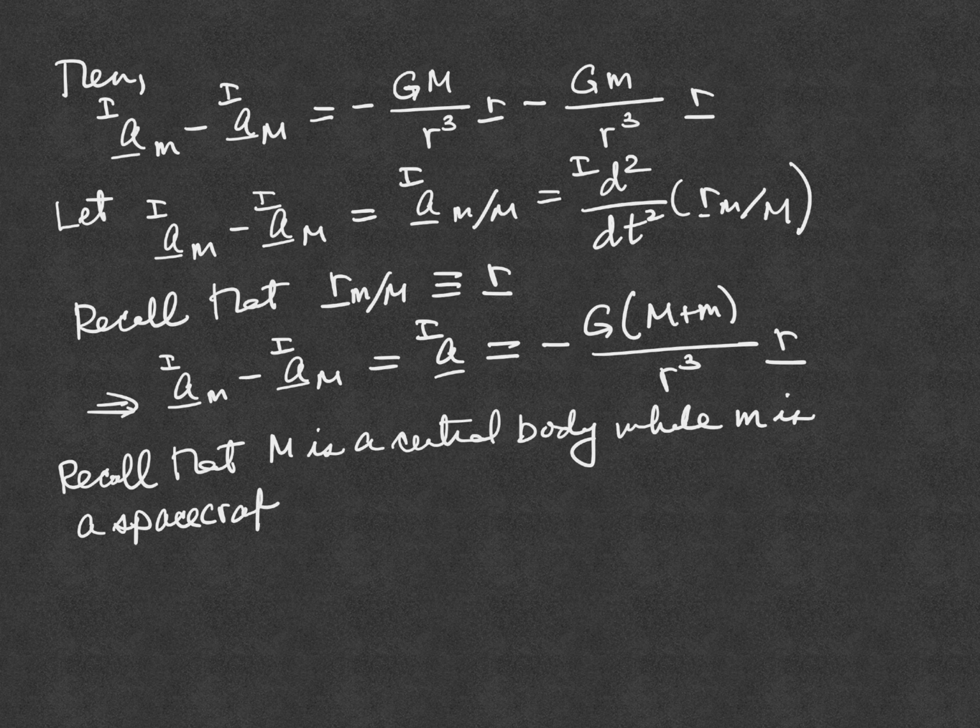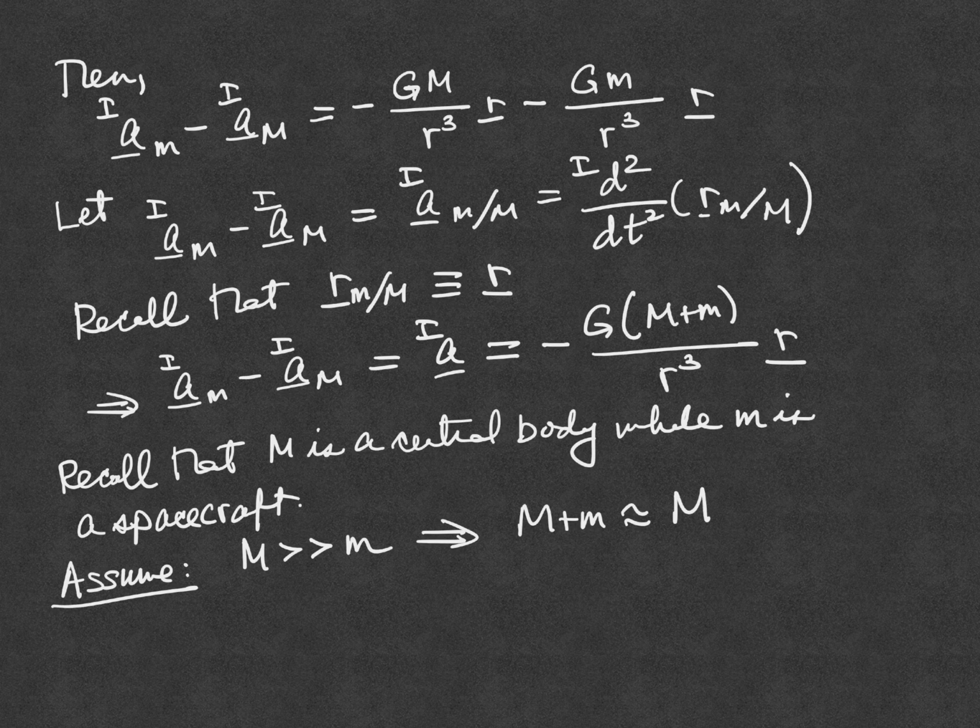So from a physical standpoint, it would be clear that the planet, or the central body, would be much larger in mass than the spacecraft. So we're going to assume the following, which is that the mass of the central body is much, much bigger than the mass of the spacecraft. So that implies that m plus little m is approximately big M. So we're just going to replace m plus little m with big M in this equation, and that gives us that AI is equal to minus G times M over r cubed times r. Now this is an approximation, but we're going to treat it as an equality.